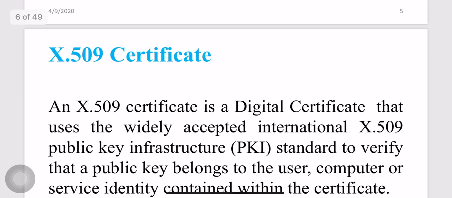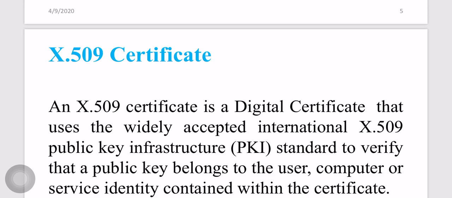The better example of a certificate is the X.509 certificate. It was actually developed in 1988. It's part of the X.500 series: 501, 500, and so on. X stands for certificate, so they gave it as X dot.